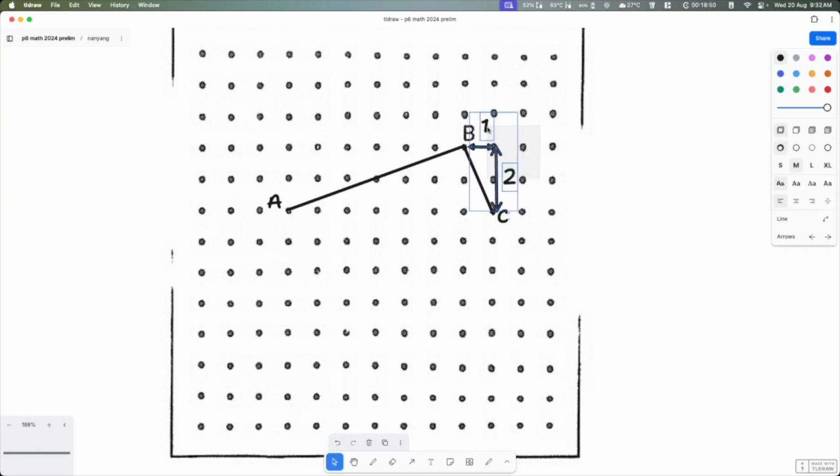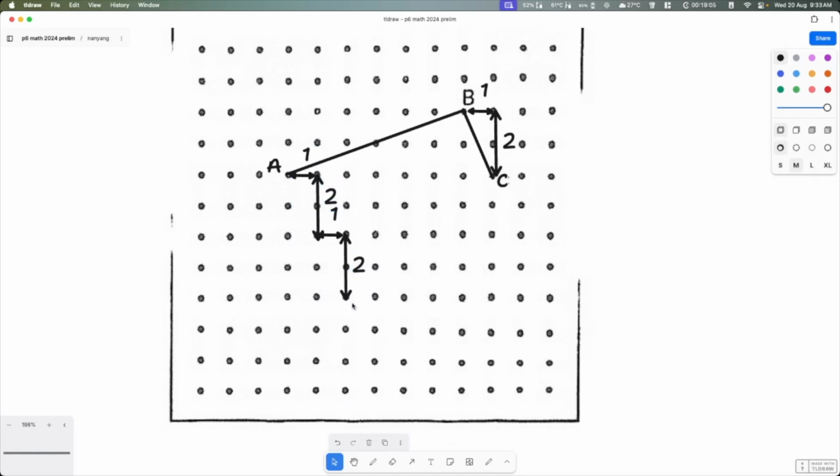We do this same thing from A as well. We get 1 and 2. And since it's twice, we do another one, 1 and 2. That's what I see over here. So that means 1 and 2, and then 1 and 2. This will lead you to the point that we need to draw the line. In this case, this is the point over here.